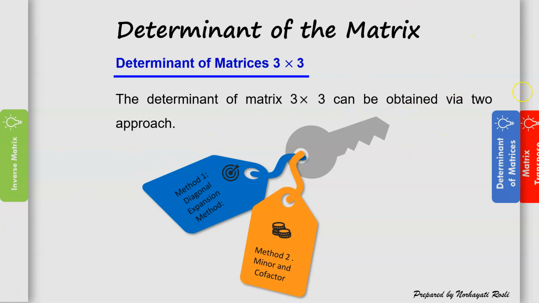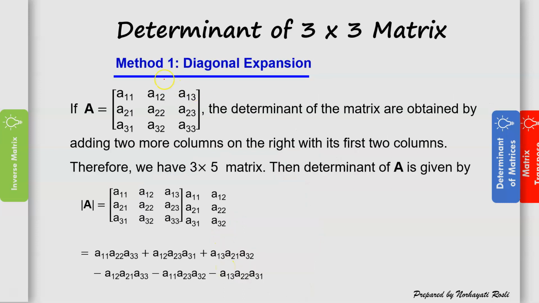We can compute here determinant of a 3 by 3 matrix via two approaches. Method number 1 is by using the diagonal expansion method, and method number 2 you can use minor and cofactor. We can go one by one in the next slide. So first we go here to the diagonal expansion method.